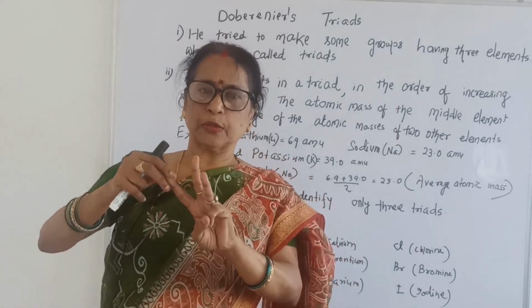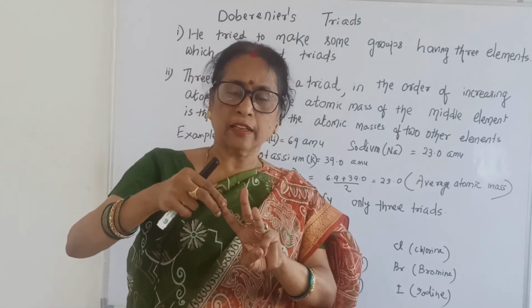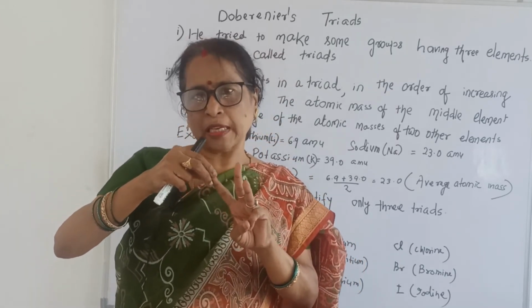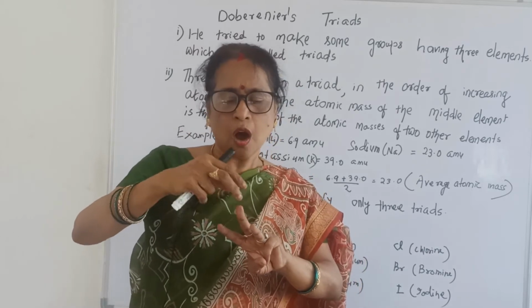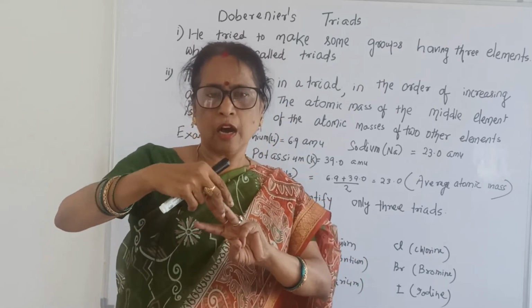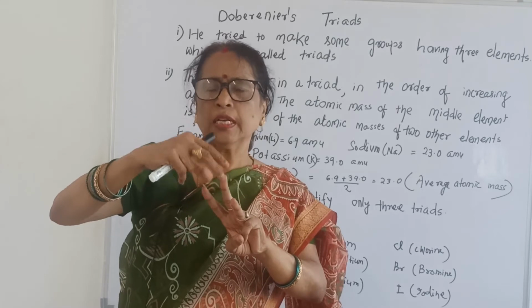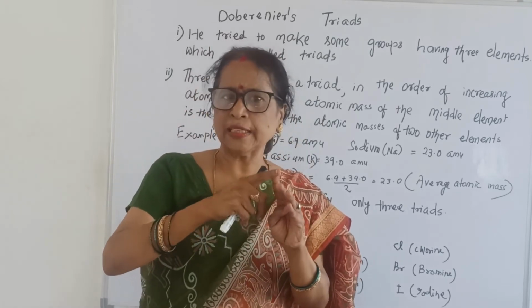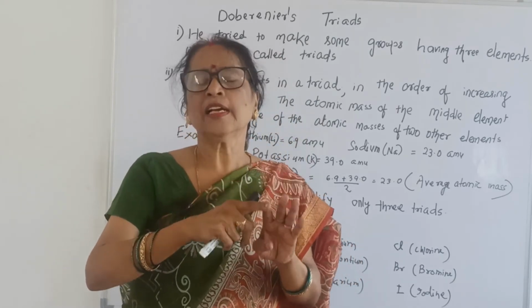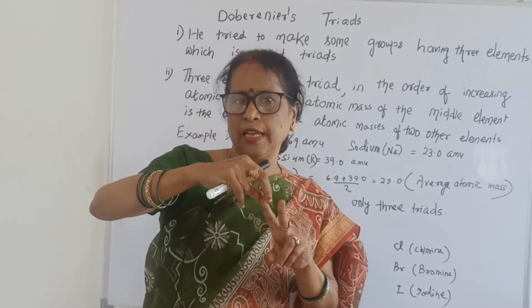There are three elements, 1, 2, 3. The atomic mass of the middle one is the average of the other two. That means the atomic mass of the middle element is the average of the two other elements.